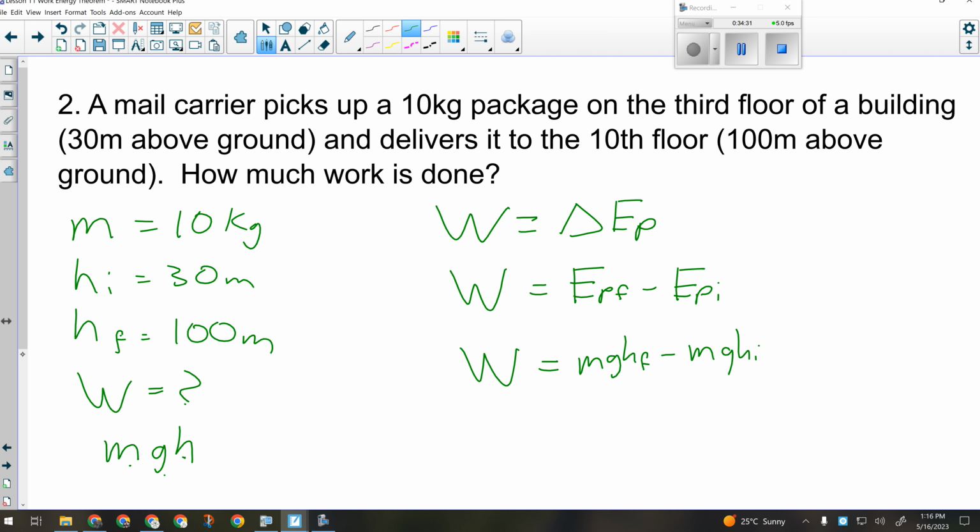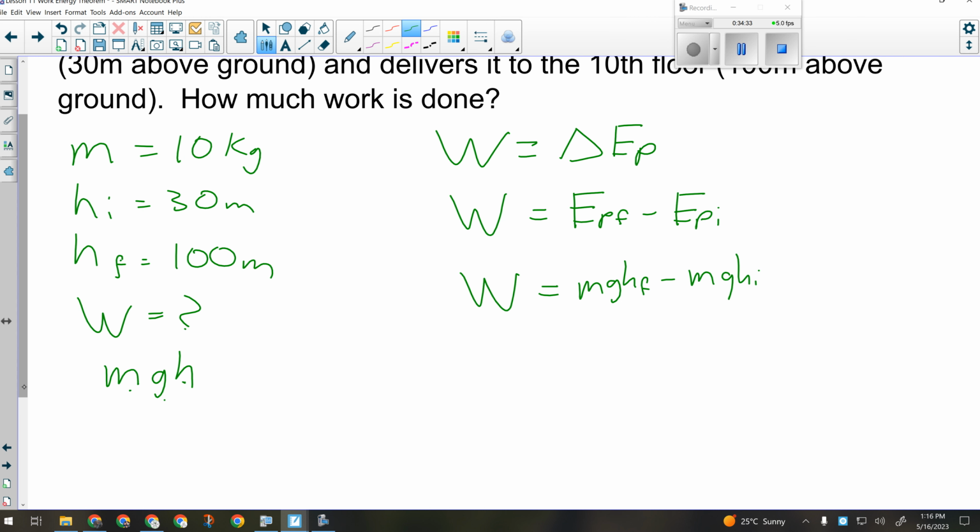So now, all I have to do is plug in the numbers. I don't even have to manipulate anything. I'm just looking for the amount of work being done. So I just punch in the mass, 10 kilograms, times g, 9.81, times my final height, 100 meters. And then I subtract 10 kilograms times 9.81 times the height I started from, 30 meters. That will calculate the change in energy, which is, after all, what work does.